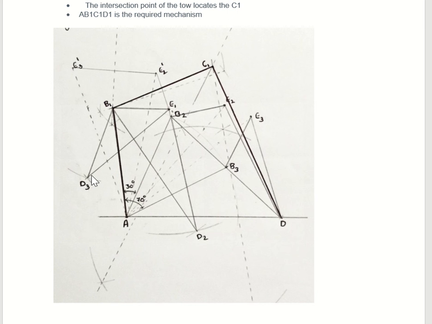Later, we will be drawing perpendicular bisectors to the line joining the points D3, D2 and D2, D. These two will be intersecting at a point C1. Now draw the lines joining A, B1, B1, C1 and C1, D. This A, B1, C1, D is our required 4-bar link mechanism.